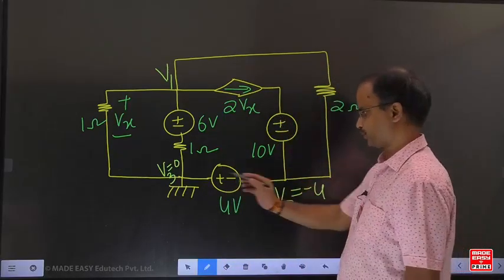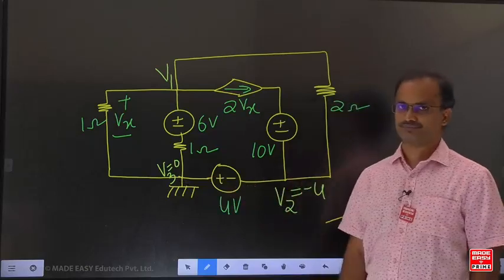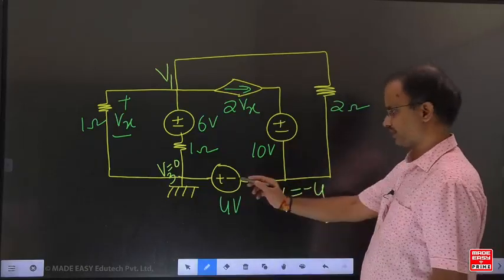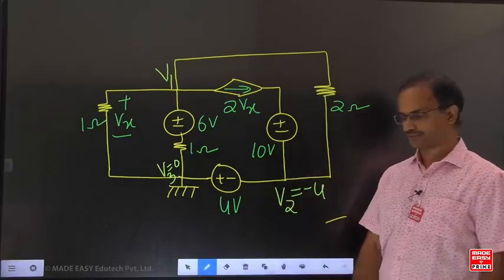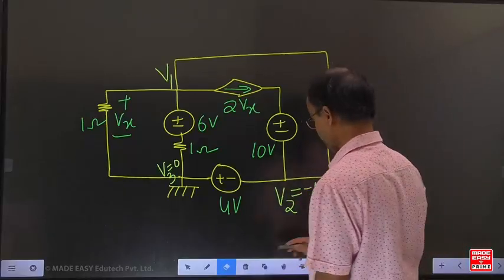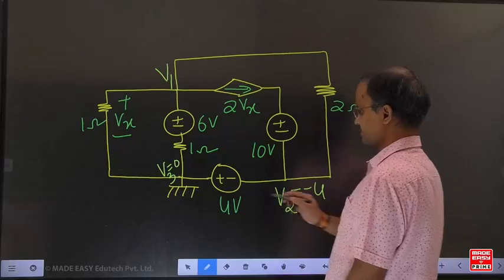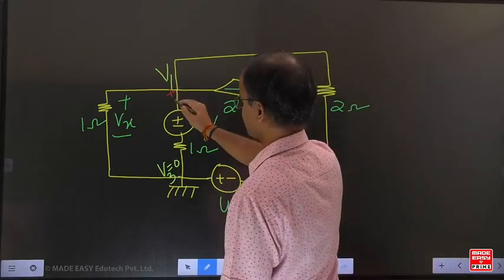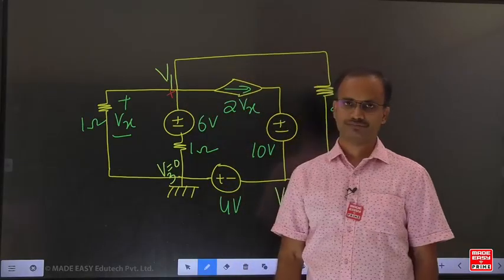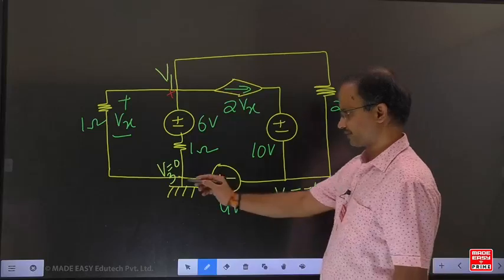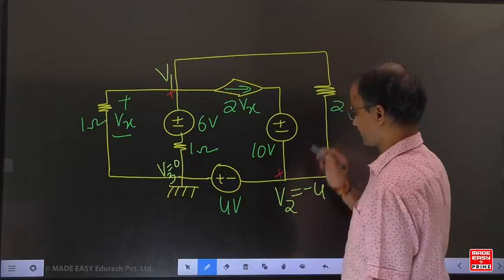Potential difference between V2 and ground is कितना है जी? 4. मगर V2 connected to which one? Negative. Then what you get? -4. Then here in this example, with respect to ground potential, the polarity at this point is a plus. Here भी क्या है जी? With respect to ground potential, the polarity at this point is a plus.